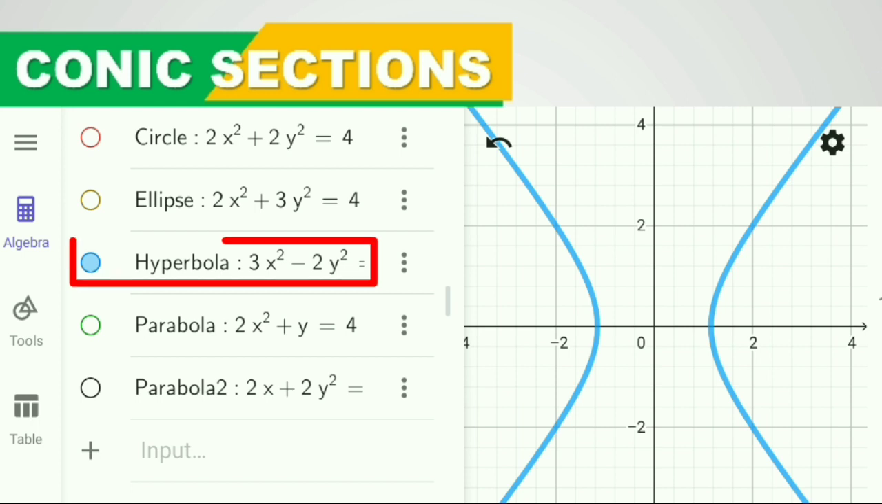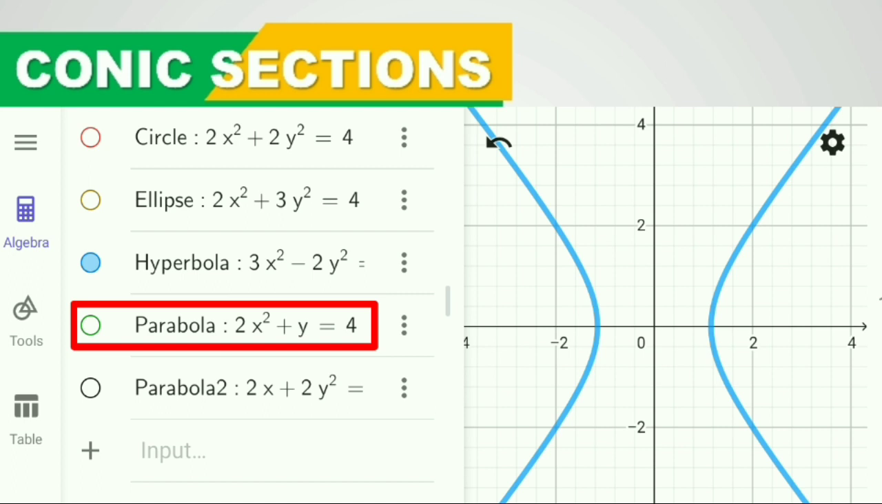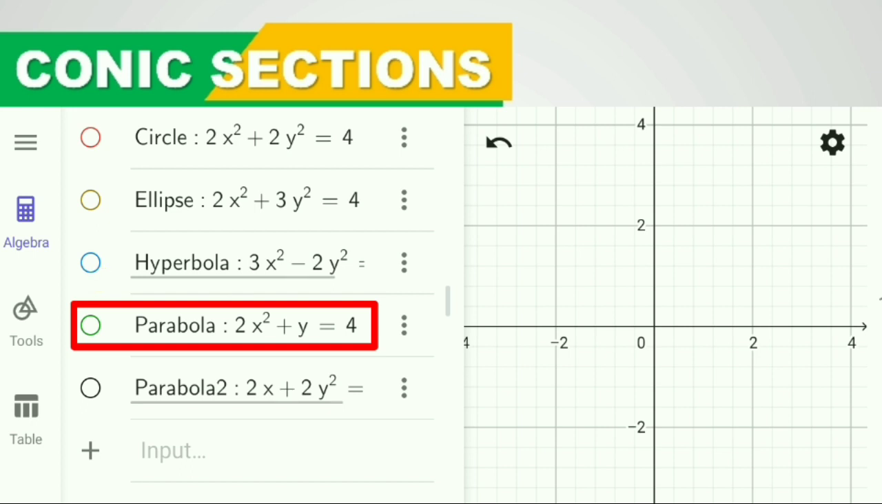And lastly, if a particular equation has variables x and y, however, either one of the two variables is being squared. For instance, in this example, we have 2x squared plus y is equal to 4. In this example, x is being squared. It's only the variable x that is being squared. They are both positive and they have different numerical coefficients.